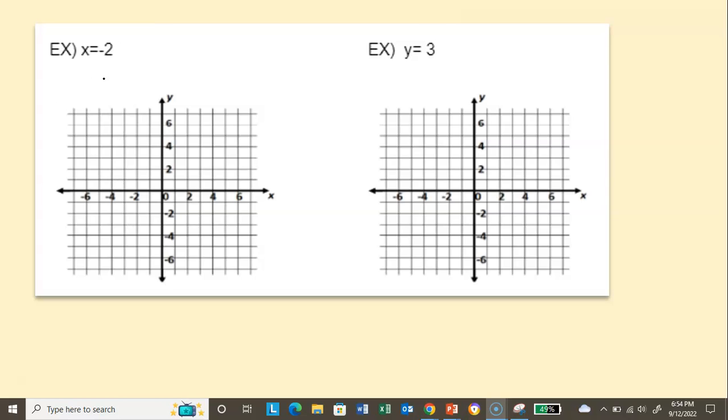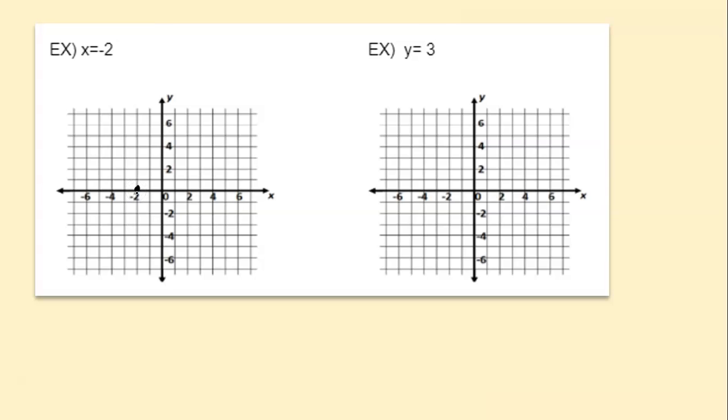So here we have x equals -2. So this would be a vertical line passing through where x equals -2. So it looks like this. What this means is that at every single point on this line, x is always going to be equal to -2. So this is (-2, 0), this is (-2, 1), this is (-2, 2), (-2, 3), right? All of these points have an x value of -2.